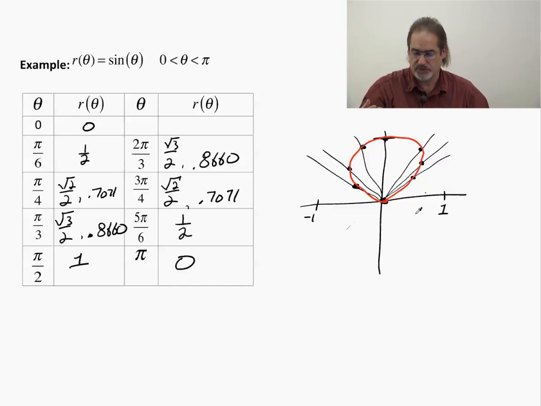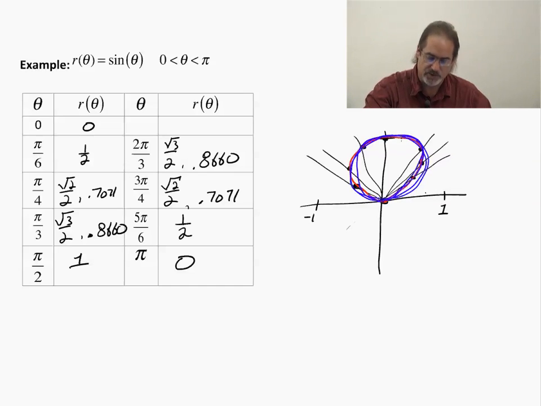Now if I go from 0 to 2 pi, all that's going to happen is I'll go around once, and then once I'm done, I'll simply go around again, and again, and again. If I keep adding pi's to it, 2 pi, 3 pi, 4 pi, every pi, I'll simply go around and circle once.